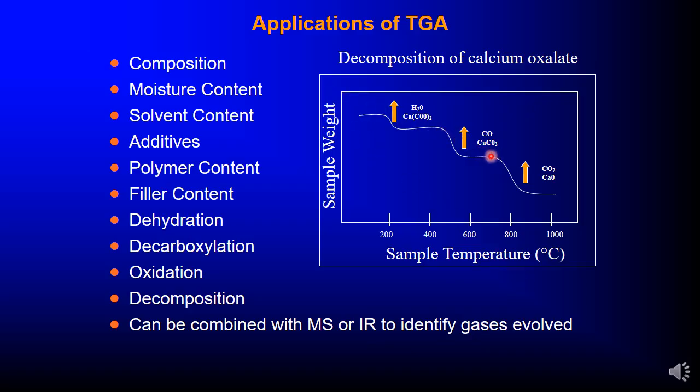So if you are having, for example, hydrated calcium oxalate, when it is heated, we find that at one point it breaks down to calcium oxalate and you also have some gases, and then at another point it becomes calcium carbonate, and then calcium oxide and carbon dioxide. So that is what is being measured.